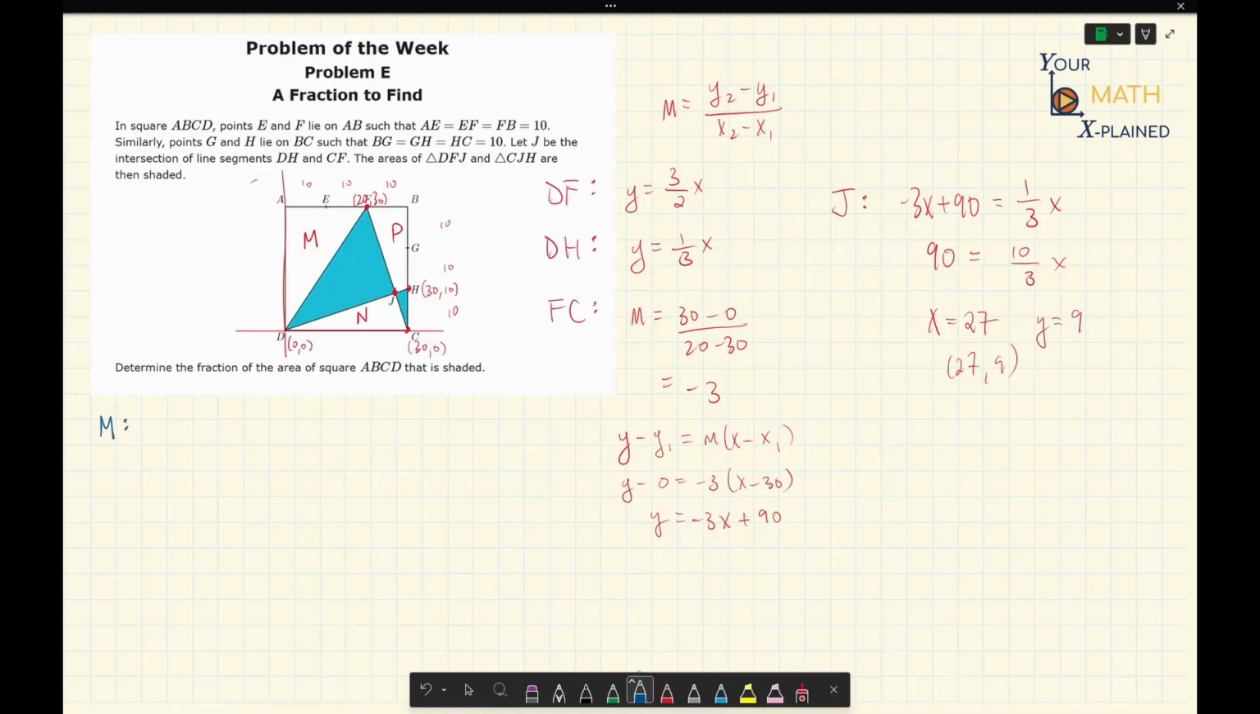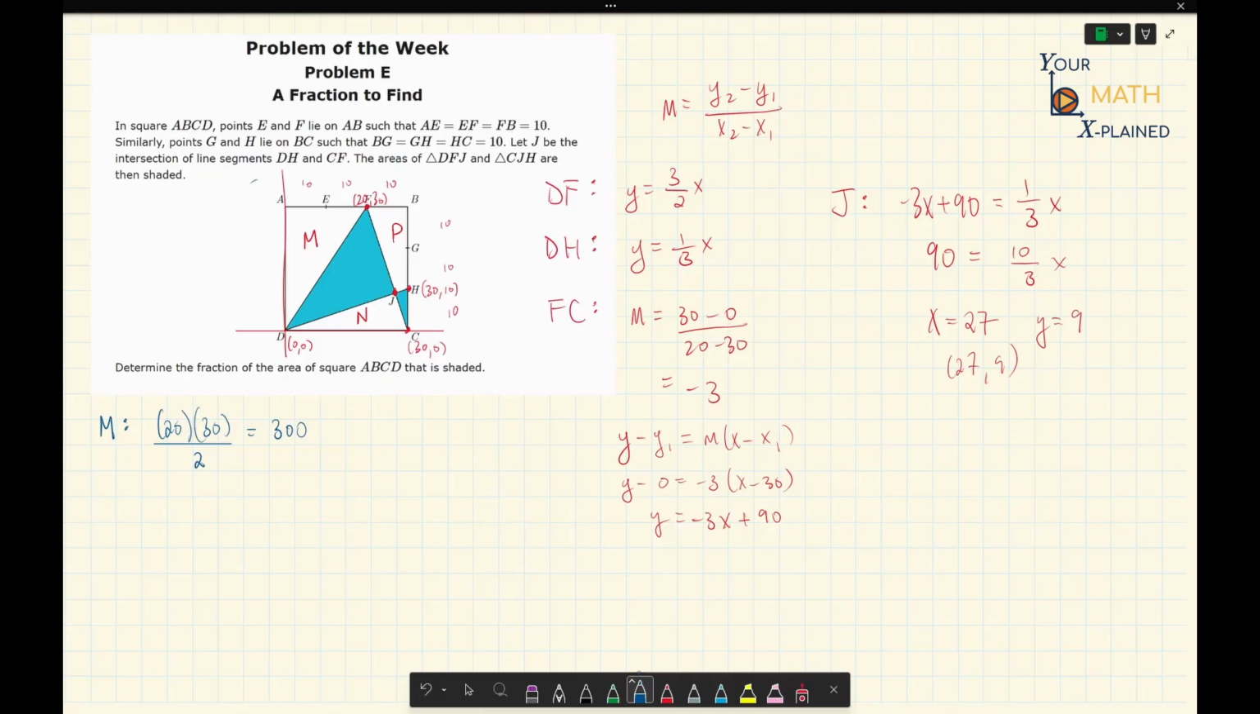That is a right angle triangle, and we know the base and height already. The width of that triangle is 20. The height of that triangle is 30, and we'll divide that by 2. So that is giving us an area of 300 units.